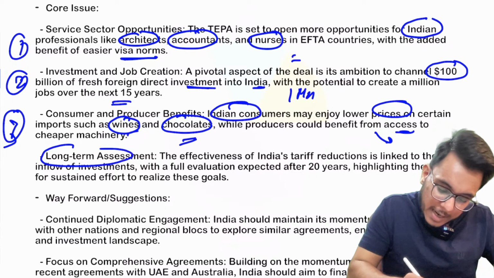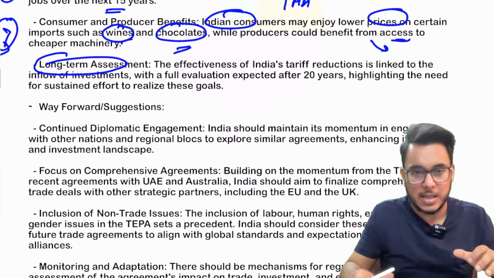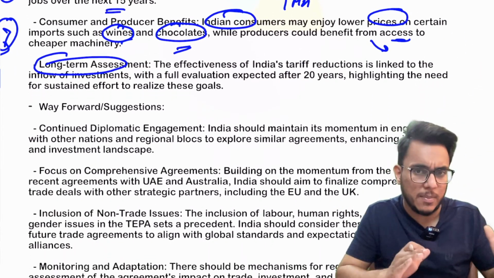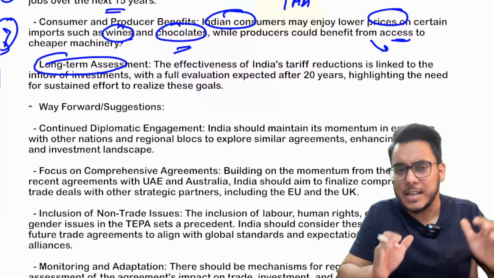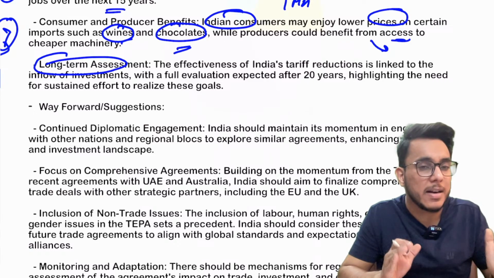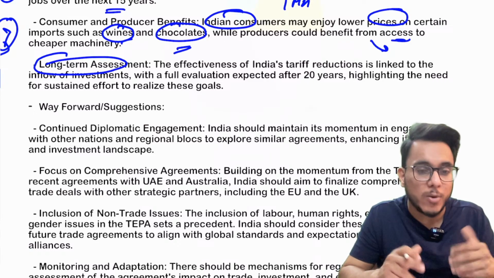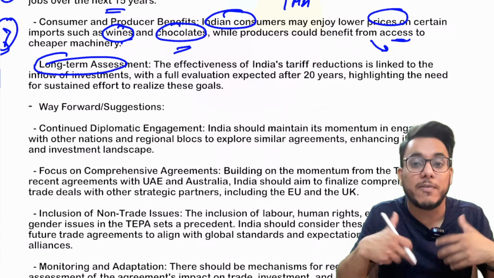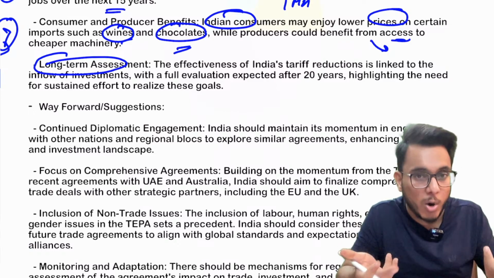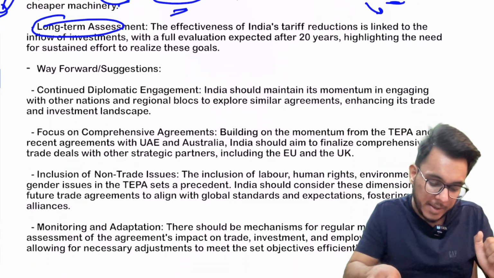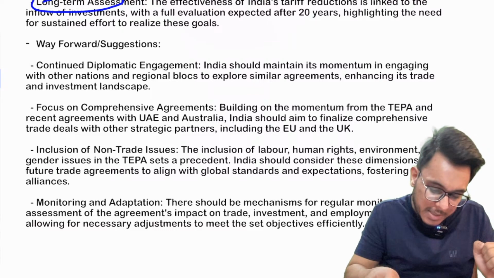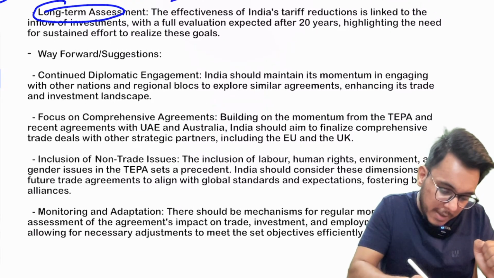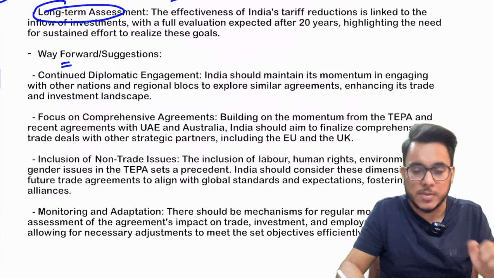Then basically after that, guys, this policy has a clause that after 20 years there will be an assessment, and on the basis of the good things that have happened, we will further reform and further augment this particular agreement. Now guys, also understand that certain things need to be focused on.